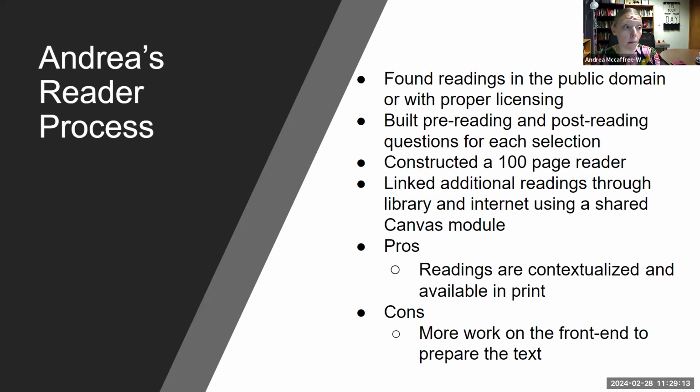So we built pre-reading and post-reading questions for each selection. One of the things we loved about putting our reader together is that we could format it so that it was good for our students that struggle with reading. We have 1.5 spacing in that reader, so they actually have room to annotate. We made the margins bigger so they have space to make their own notes, right? We have a section at the beginning of our reader teaching them about annotation with a sample annotated essay. And so we were able to really do the things in our reader to support our students that our traditional textbooks were not doing, right?